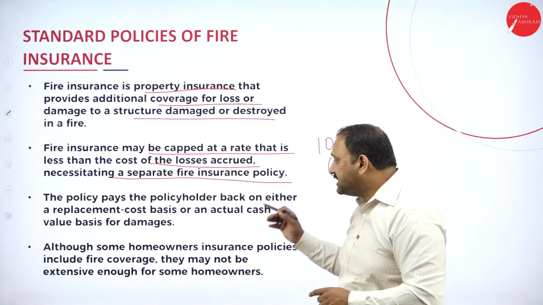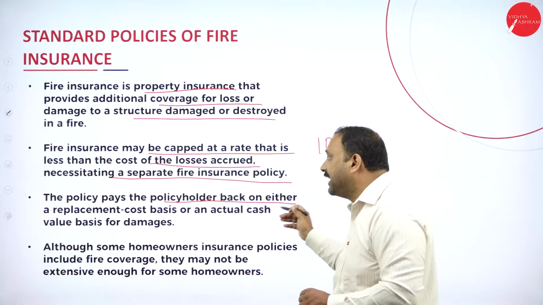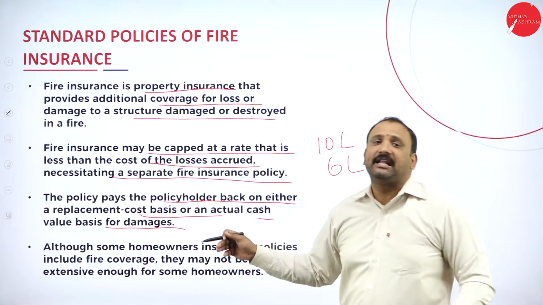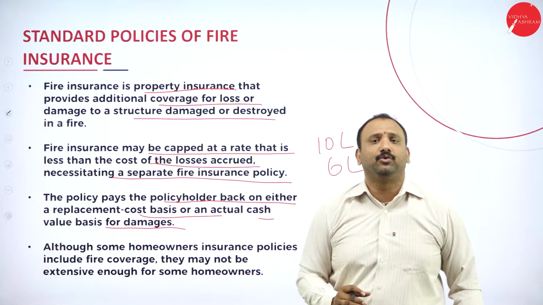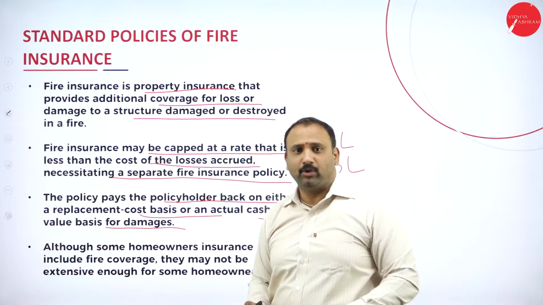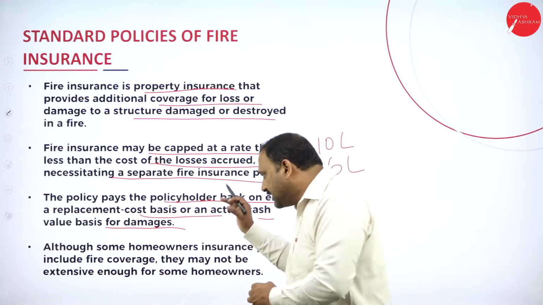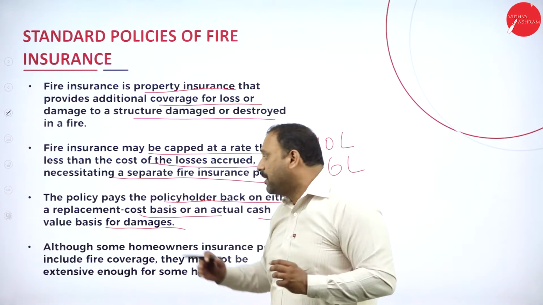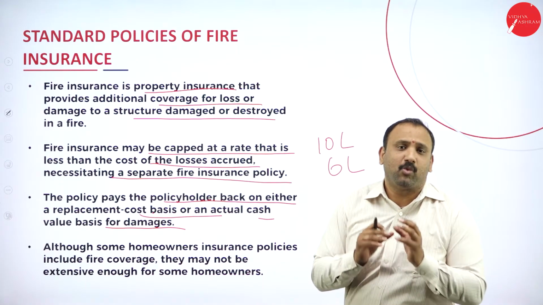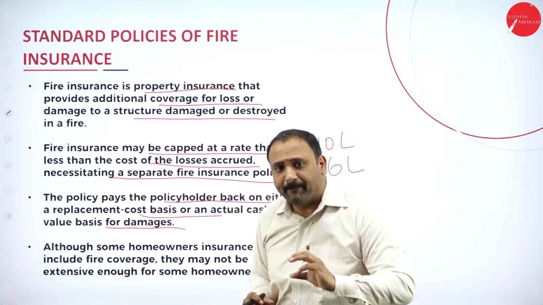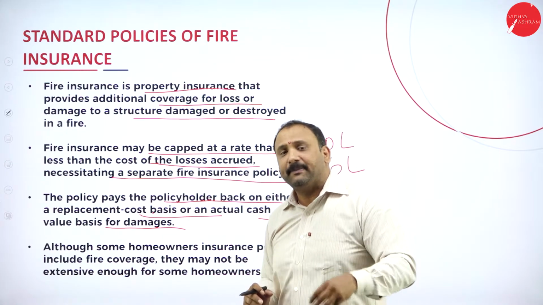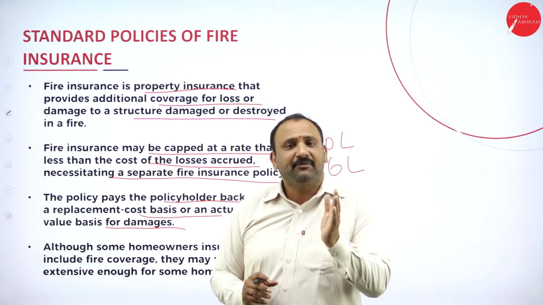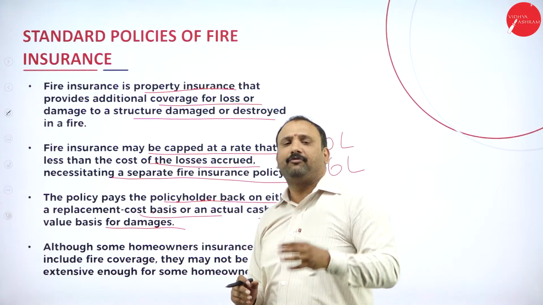The next thing: the policy pays the policy holder back on either a replacement cost basis or an actual value basis for the damages. This is very, very important for you to know. Let's say you are the policy holder holding a fire insurance. The fire insurance says we will give you money in case of any damage based on replacement cost basis. What is a replacement cost basis? For example, I want to replace that machinery, that plant, that building, or whichever incident has happened. I will give you a replacement cost. Whatever is the net worth of it, we will give you.